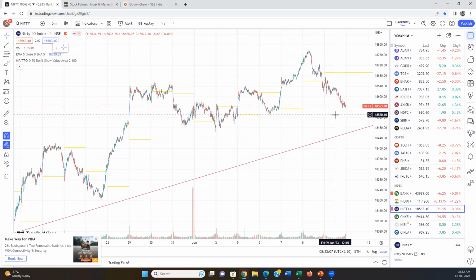18,550 zone you can sell as soon as possible. You should have the time, because if it bounces back, then you'll have to wait. It can bounce back here slightly and then it will come down. If this is expiry, it will bounce and you will be in loss. So take some time.